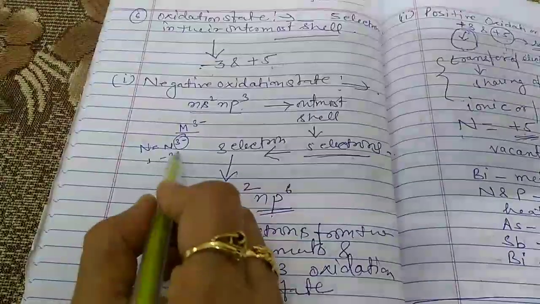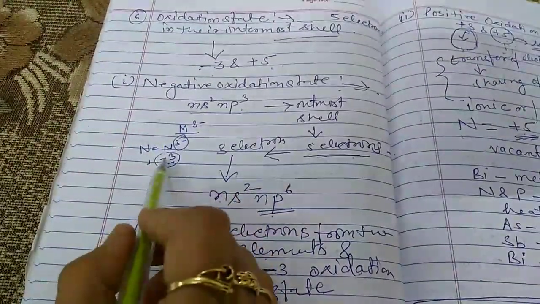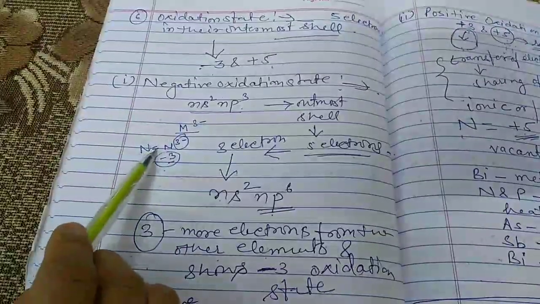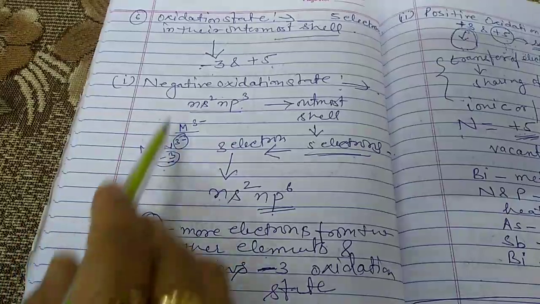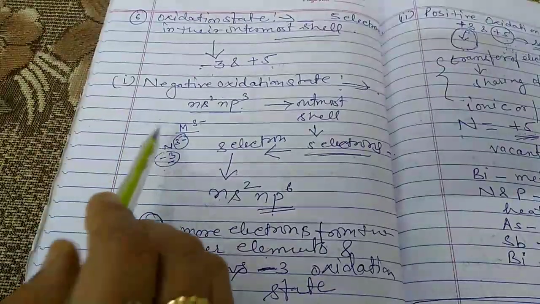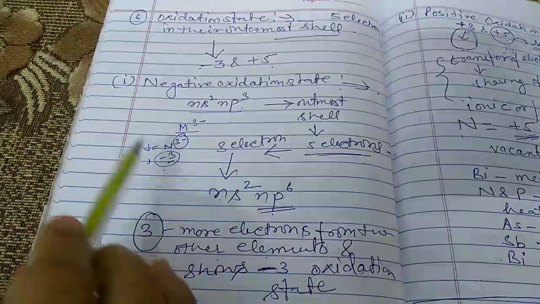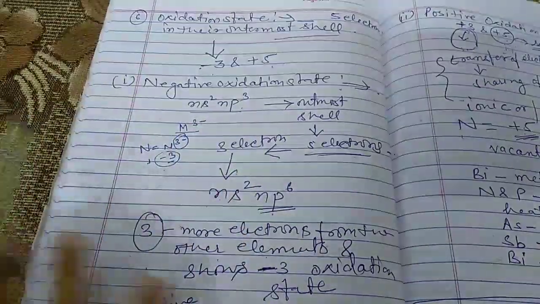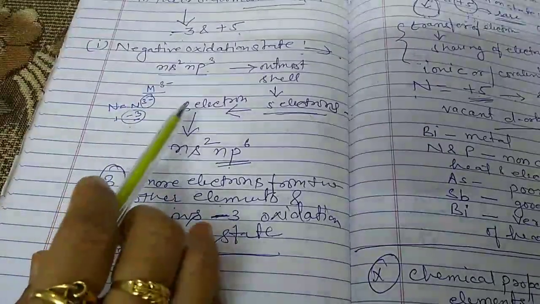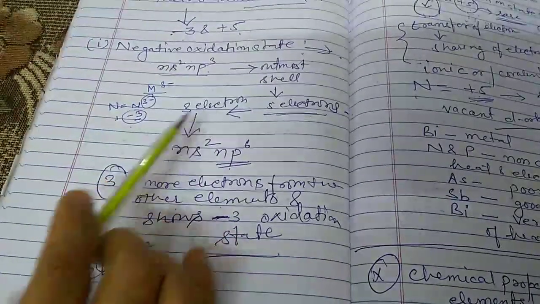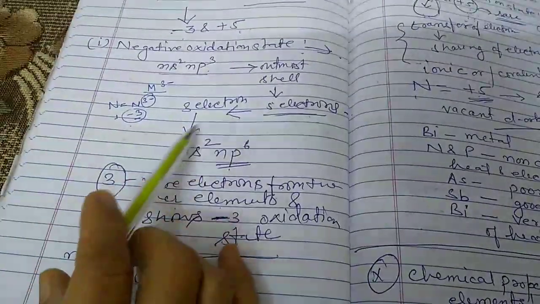So why does it show the -3 oxidation state? This is the question. Because its size is very, very small and it is highly electronegative. And we all know very well that electronegativity is the tendency to attract the shared pair of electrons towards itself. Therefore, it shows the oxidation state of -3.